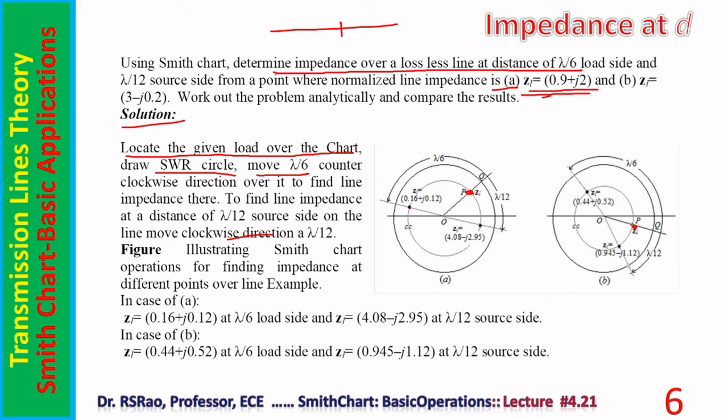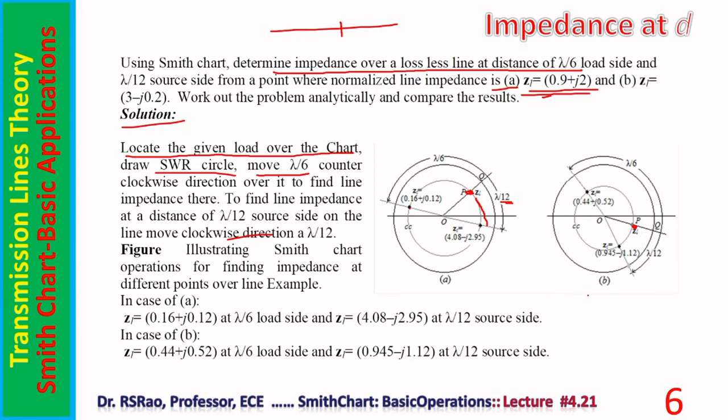If you want the impedance over the line at a distance of lambda by 12 towards the source side, then you have to make a movement clockwise like this, clockwise, lambda by 12, to reach a point. This point represents a certain impedance. That impedance can be read out.